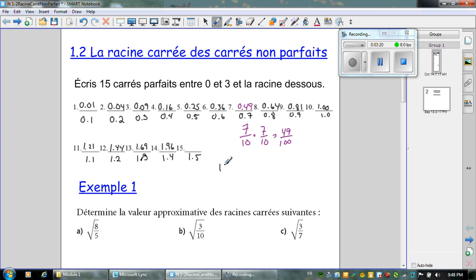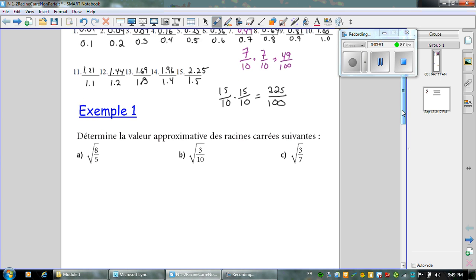And finally, 15/10 multiplied by 15/10, or 15/10 squared. So if I do that, just to show you, 15 multiplied by 15, I multiply my numerators together to get 225. And then 10 times 10 is 100. So 225 hundredths could also be written this way, $2.25. So there you go. We will be using these perfect squares as benchmarks when approximating square roots. And that's what we'll be doing here.